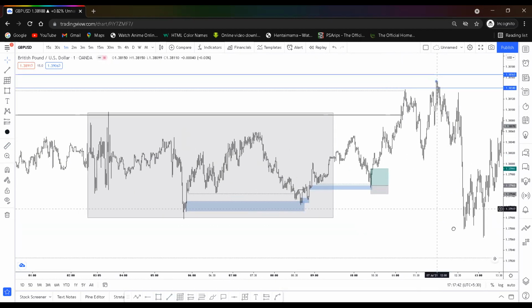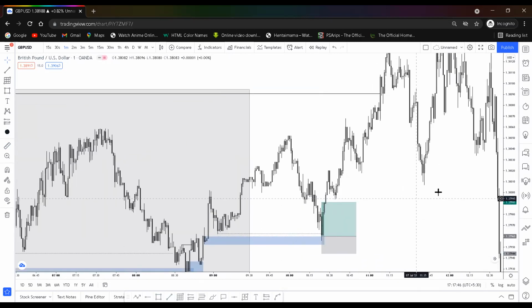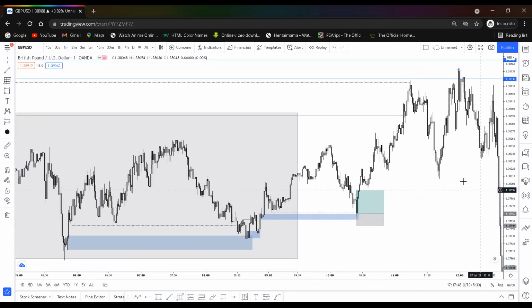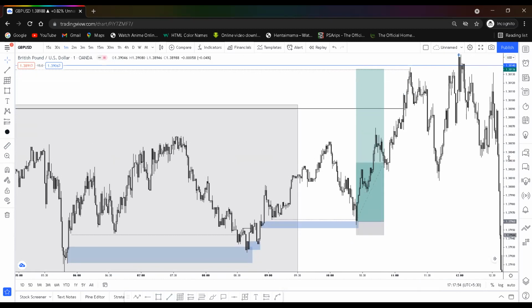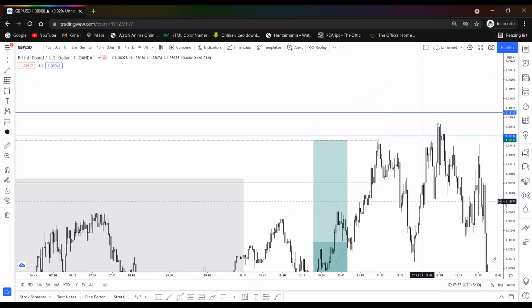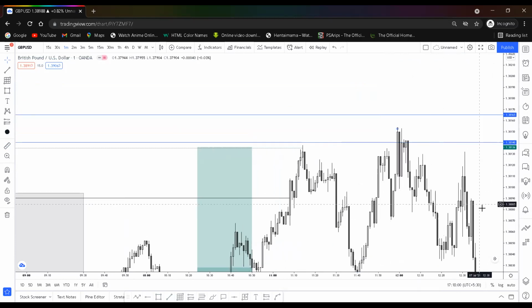Wait, before that I'll show you this. Now if we buy from here, we know that we need to target the trap. We're targeting this right here, the trap. But you see this, they're doing this inducement thing again and again.